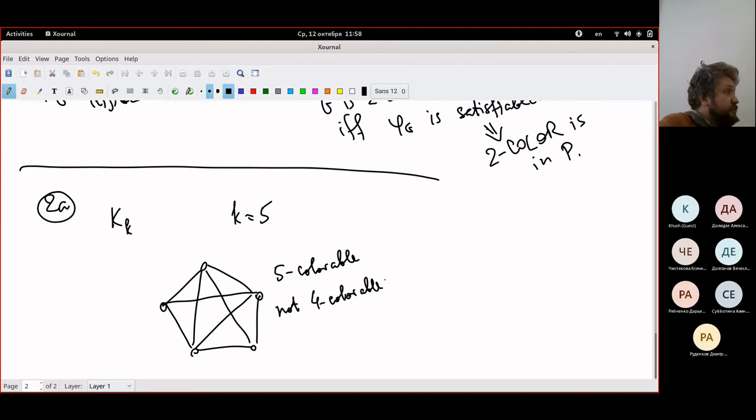How can you do it? By a non-deterministic algorithm, we just guess the coloring. It's non-deterministic polynomial. You guess. You just put arbitrary colors for all the vertices and check that it is correct. And if at least one trajectory is okay, then we win. It's the same as satisfiability. How do you do satisfiability? You just try to satisfy.